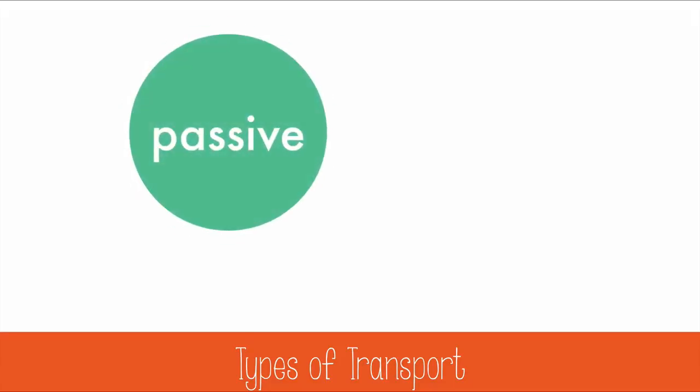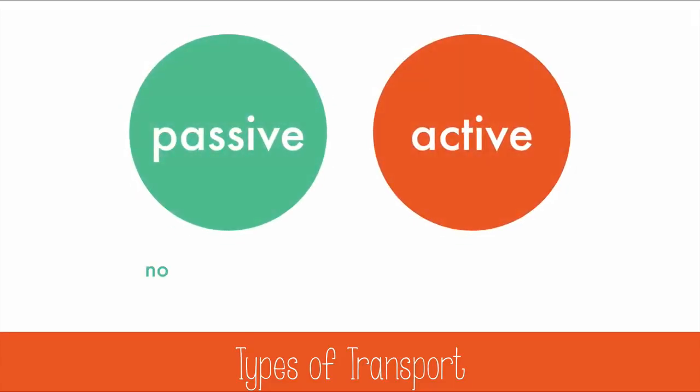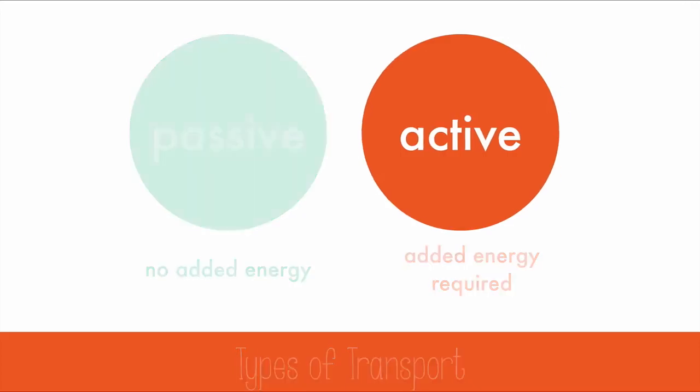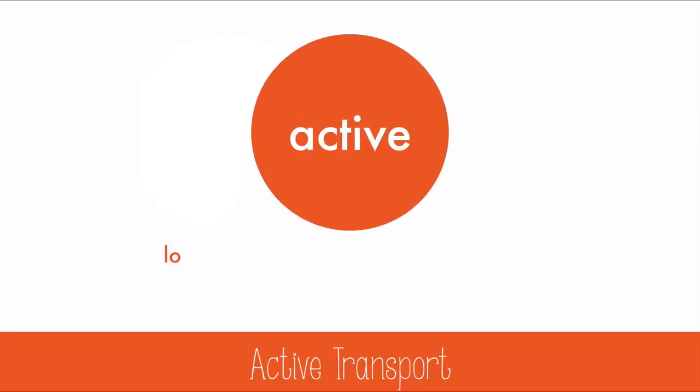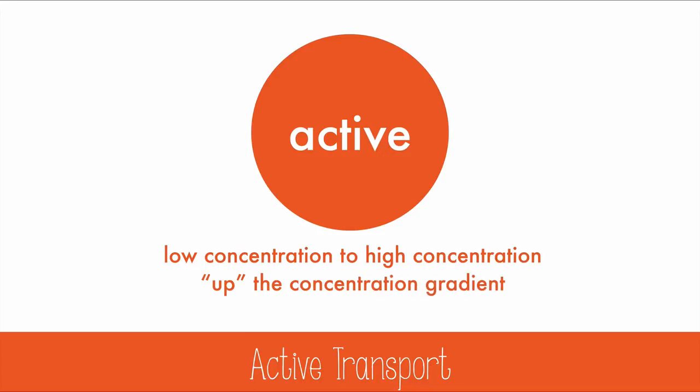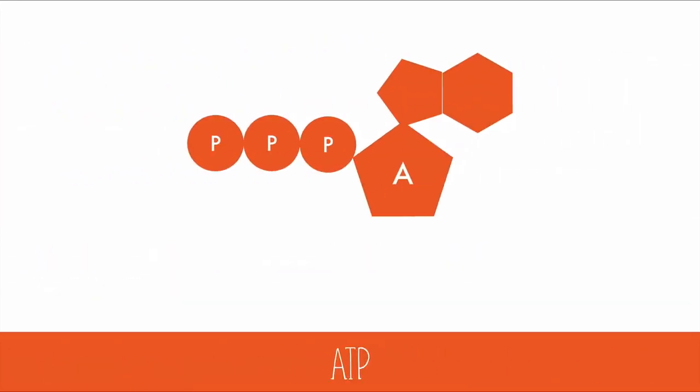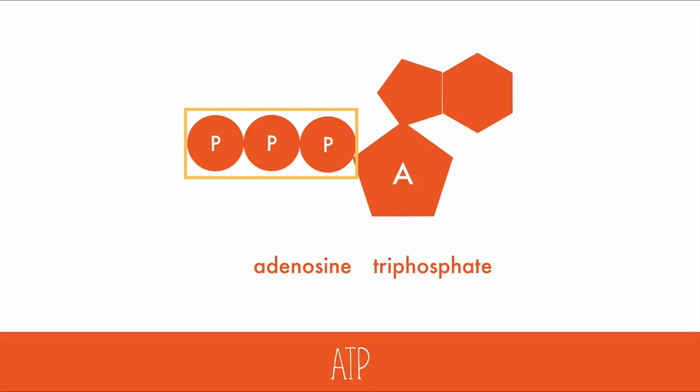Recall that there are two types of cellular transport, passive and active. Passive requires no added energy, but active does require added energy. Active transport also moves from an area of low concentration to an area of high concentration, or up the concentration gradient. This is the opposite of passive transport, and because it's more difficult, it needs the energy molecule called ATP, which stands for adenosine triphosphate, because there's an adenosine molecule and 3 phosphate molecules.